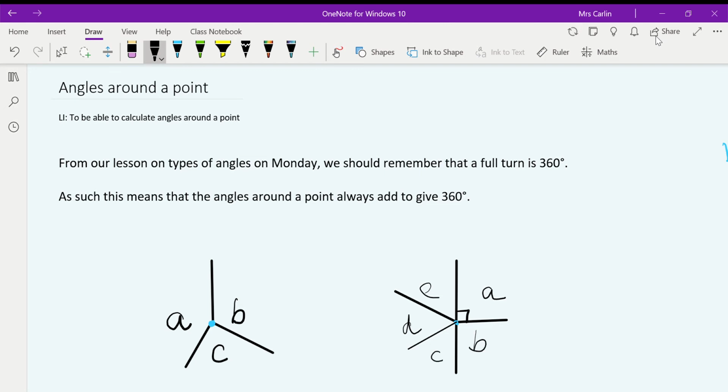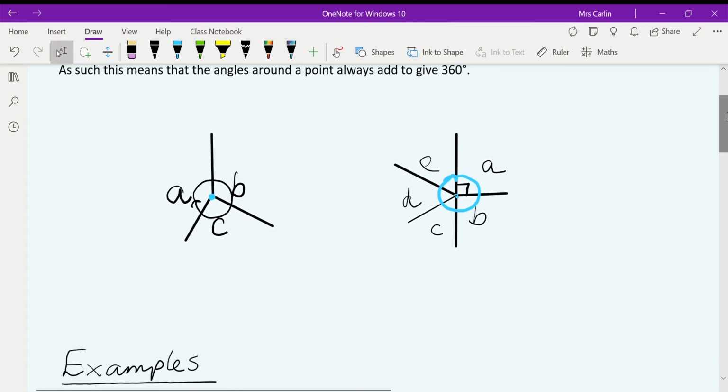So if we take a look at the two diagrams below, each time we go around the vertex, that will add to give me 360. And likewise on this one, if I'm starting here and going one full revolution, one full turn, it will also add to give me 360.